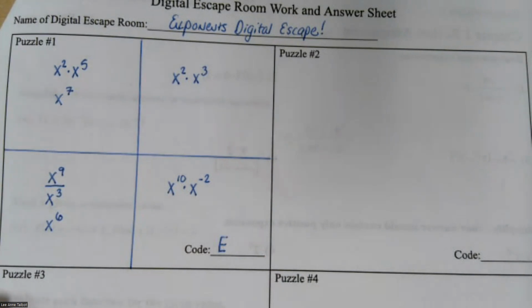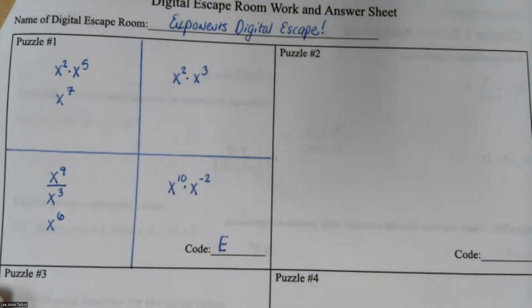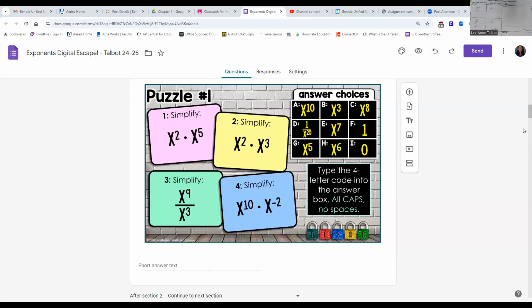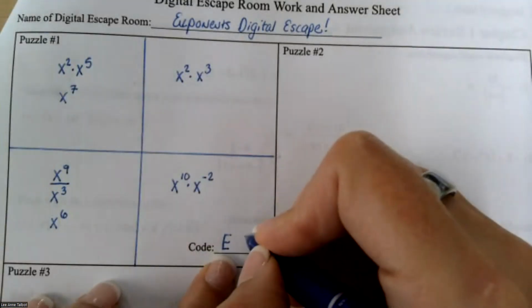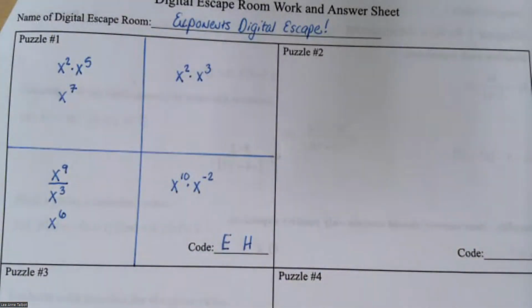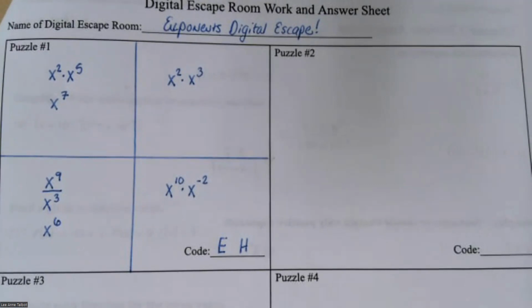This is actually not the second one, though. This is the third one. What do we do for the code there? What is x to the 6? What letter? H. Okay, so leave a little space for your second letter, but your third letter is going to be H. Okay, does everyone understand how the digital escape works?